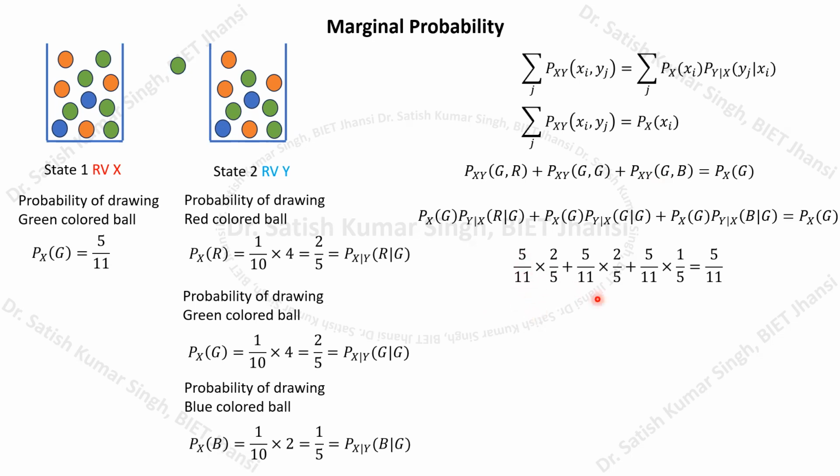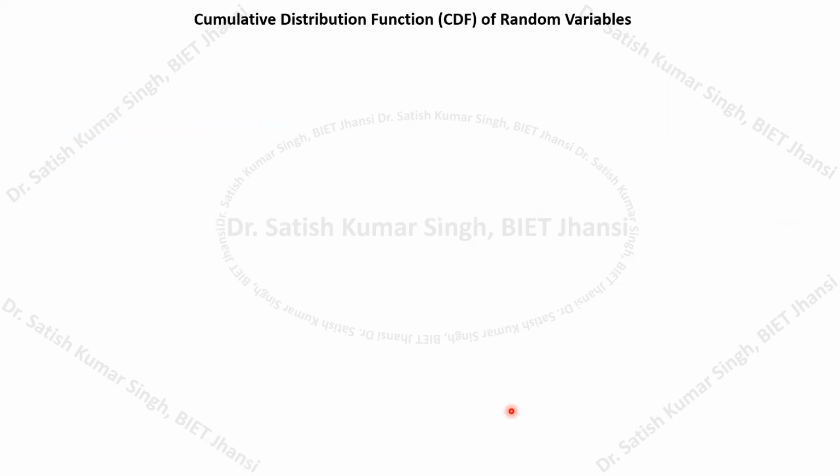If you substitute all these probabilities and do this calculation, on the right hand side the probability p_x(g) is 5 by 11. Even if you do this calculation on the left hand side, again you are going to get 5 by 11. So this is the meaning of marginal probabilities. Normally such marginal probabilities we can calculate if we have the joint probabilities. This way we can calculate the marginal probabilities.